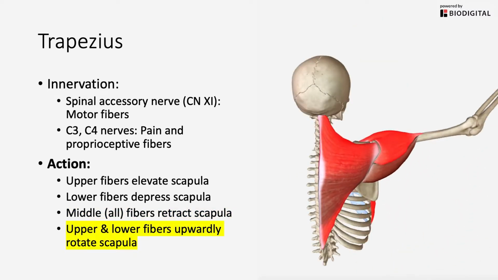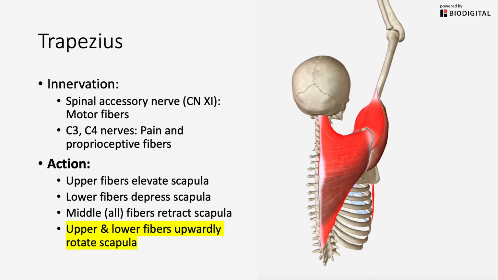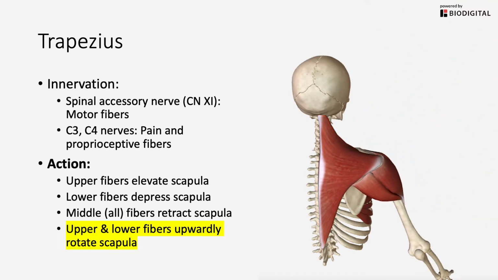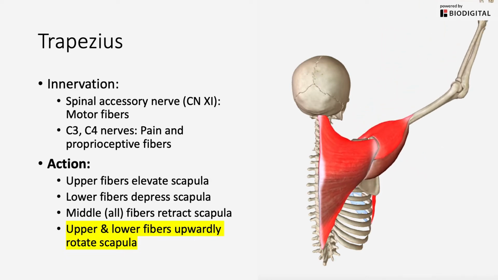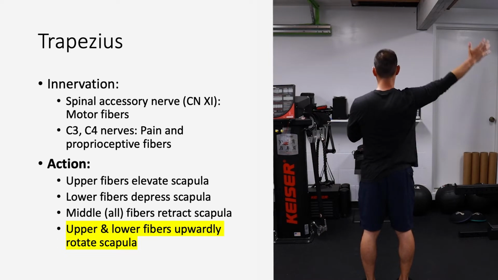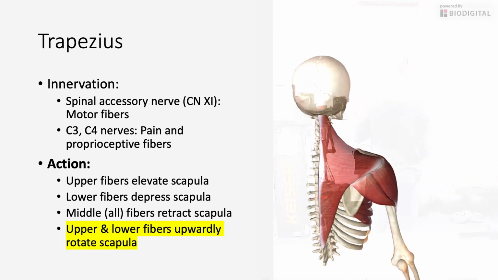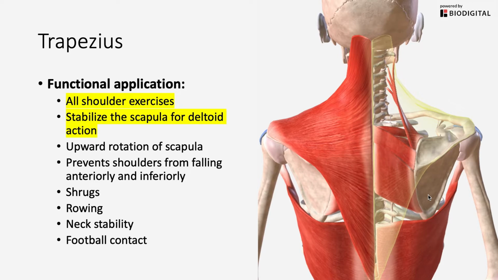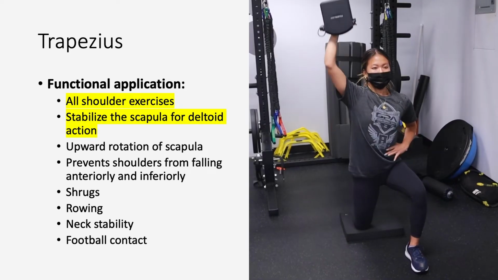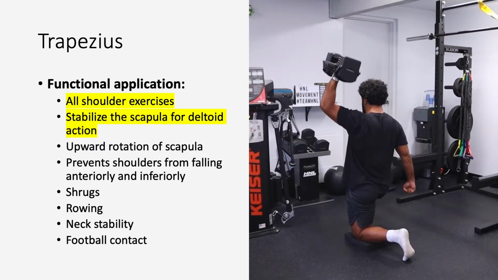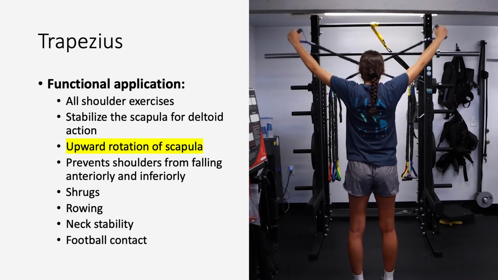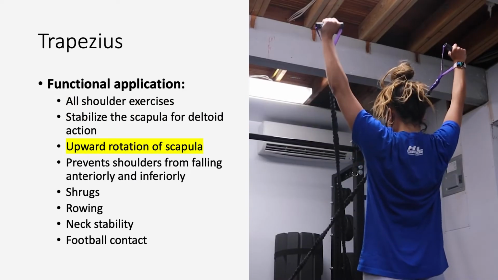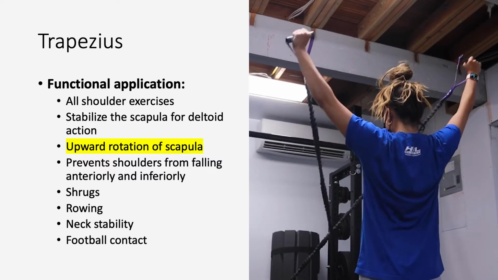With all of that, your upper and lower fibers, they work in a cohesive manner to upwardly rotate your scapula. So upward rotation, again, if you think about the glenoid, it is going to rotate the glenoid so that it starts to point up, and that's usually going to coincide with a lot of elevation of your arm or lifting up your arm above shoulder height. The trapezius, again, it really functions to help stabilize your scapula for, of course, shoulder function, deltoid action, but really with all shoulder and upper body exercises. It's going to help with upward rotation of the scapula, especially when you're doing things that involve your arm reaching overhead or above shoulder height.